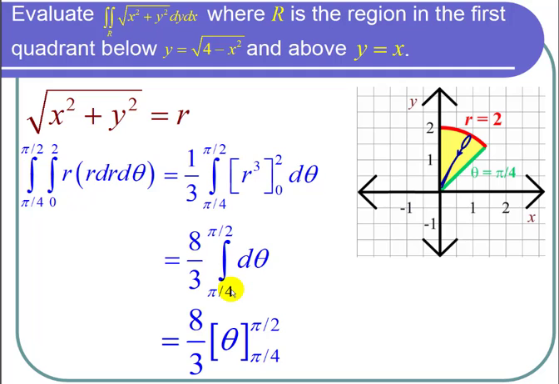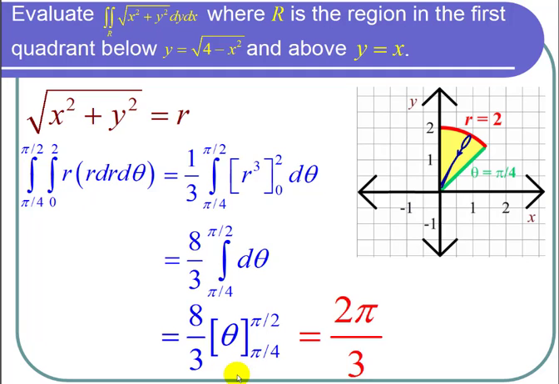And the integral of d theta is theta, and I'm going from pi over 4 to pi over 2. Pi over 2 minus pi over 4 is pi over 4. And pi over 4 times 8/3, the 8 and the 4 cancel to give 2/3. And I get 2 pi over 3. So I can conclude that this double integral is equal to 2 pi over 3. And I'm done with the problem.